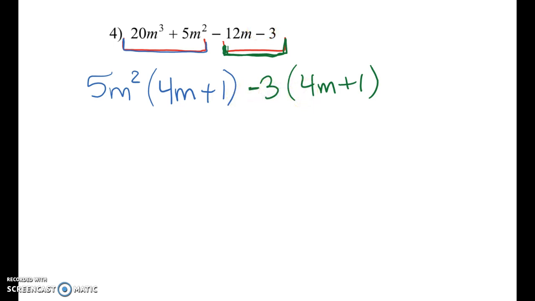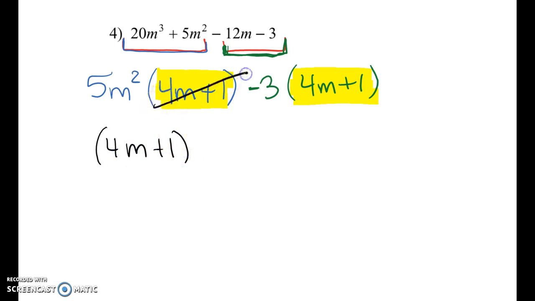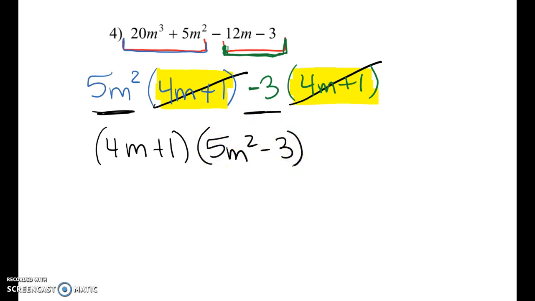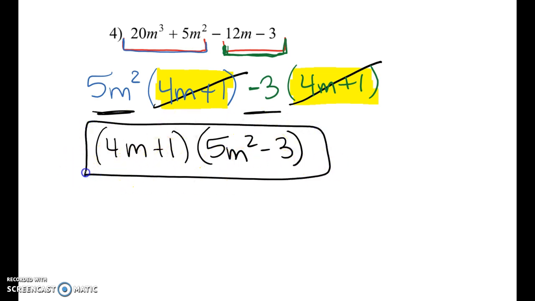Now, when you're factoring by grouping, you want to have the same group when you do this. Meaning this here must match this here. And since they match, we can actually factor them out. We can take that out and put 4m plus 1. And since I'm pulling it out of here and pulling it out of here, I'm left with 5m squared minus 3. So that is my final answer because there's no common factor here, no common factor here, and everything is factored.